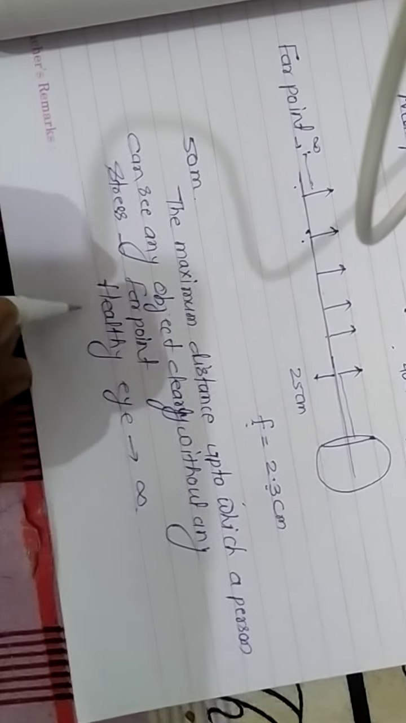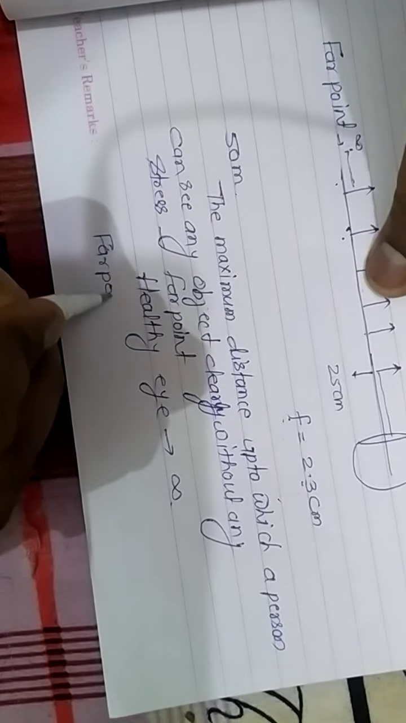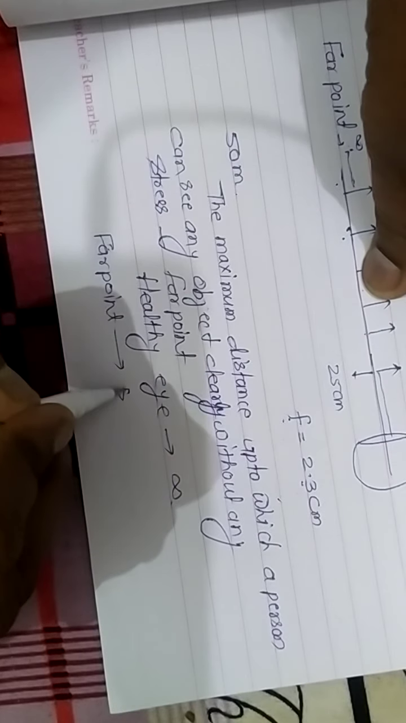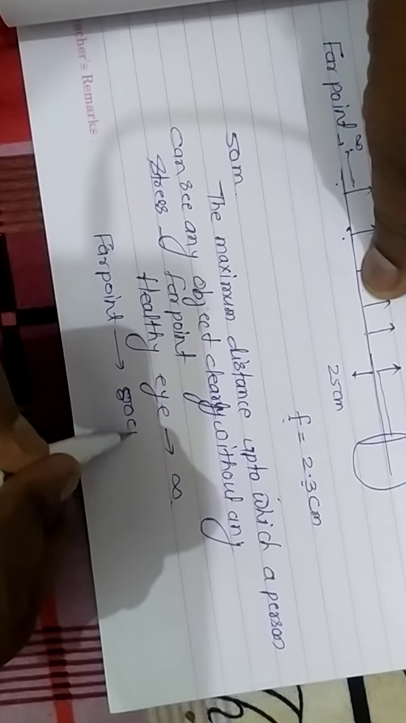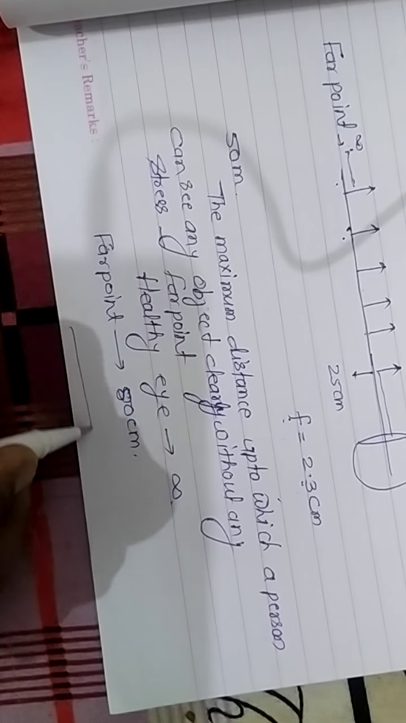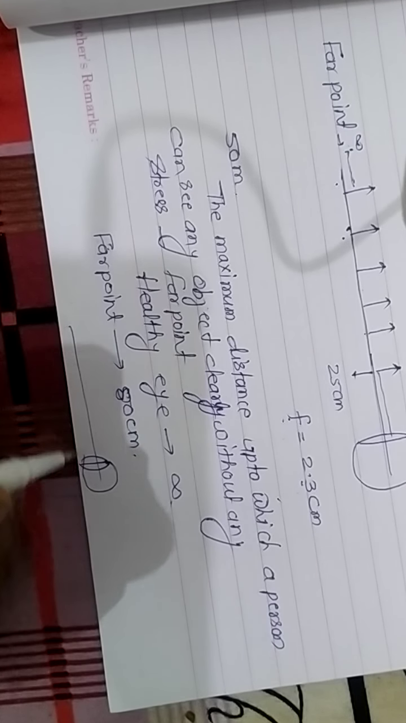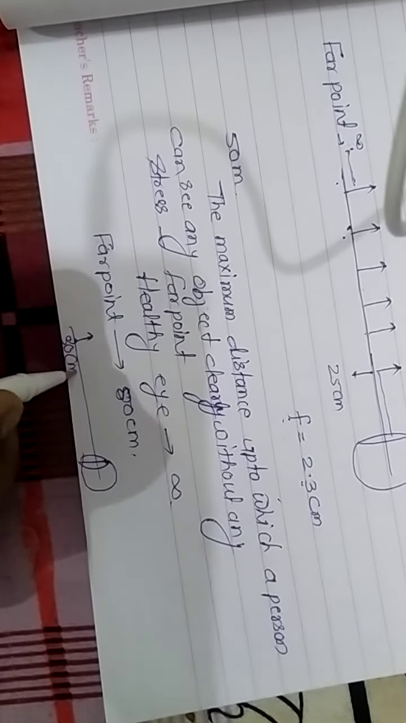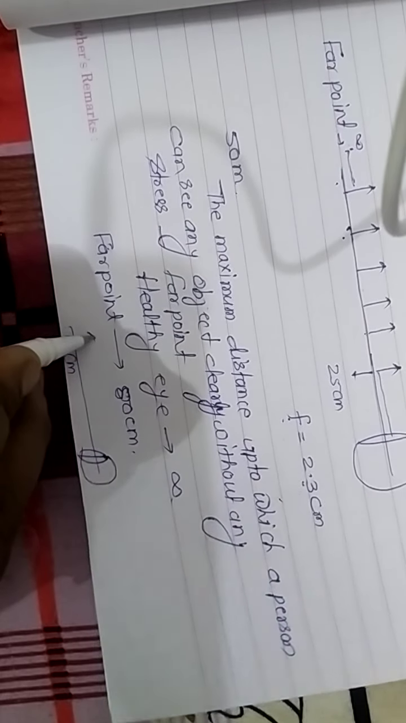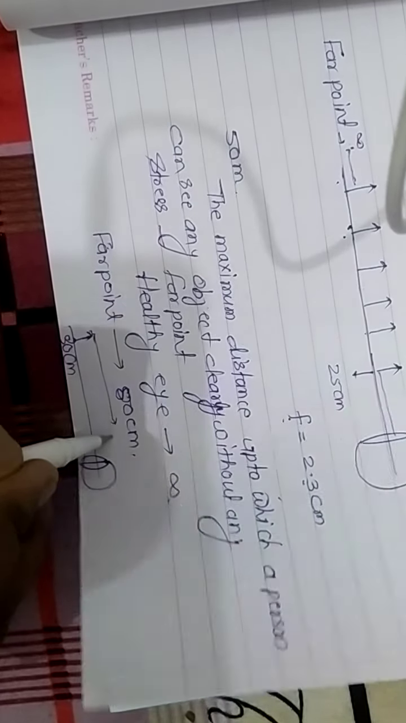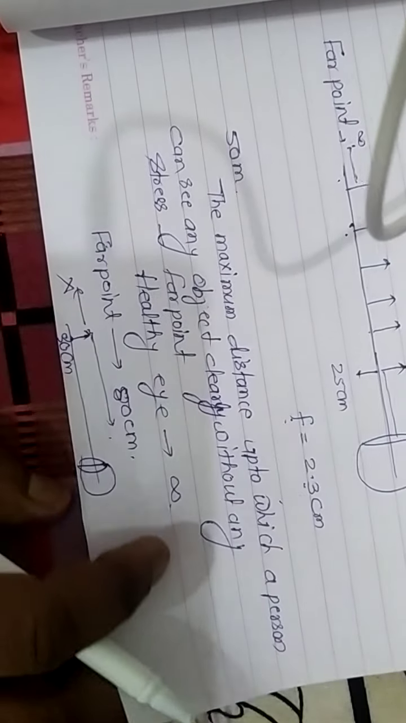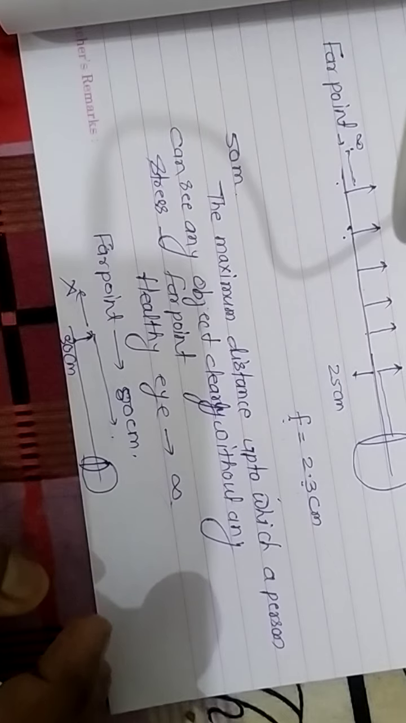Now if I am saying the far point of a person is 50 centimeter or 80 centimeter, then what is the meaning? It means if the object is placed at 80 centimeter, then within 80 centimeter he can see, but beyond 80 centimeter he is unable to see. This is the meaning of far point. I hope this point is very clear to all of you.